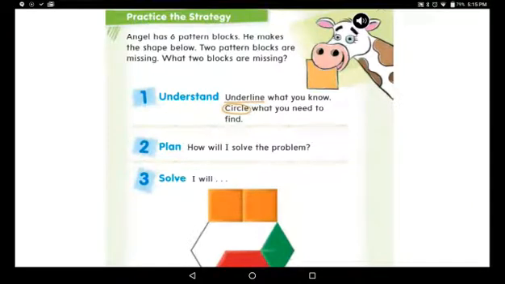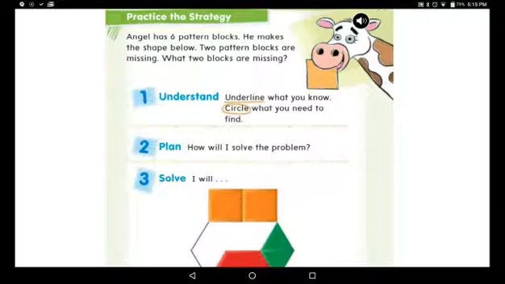Angel has 6 pattern blocks. He makes the shape below. 2 pattern blocks are missing. What 2 blocks are missing?